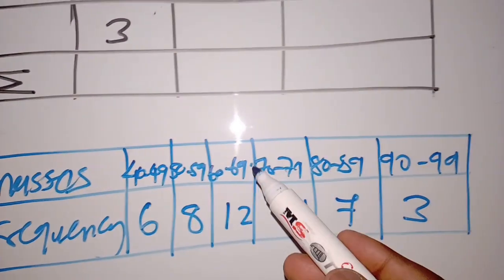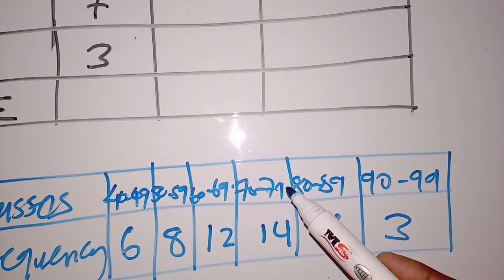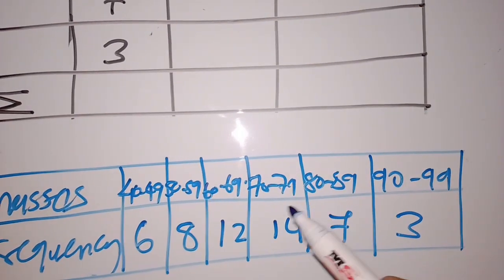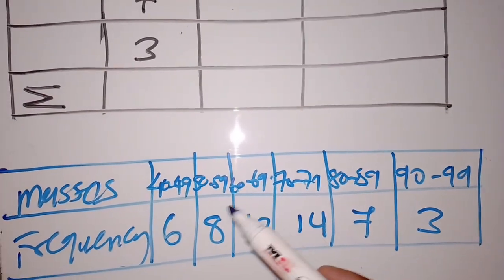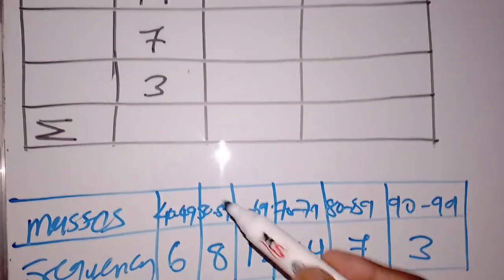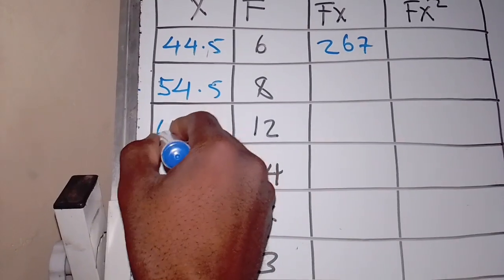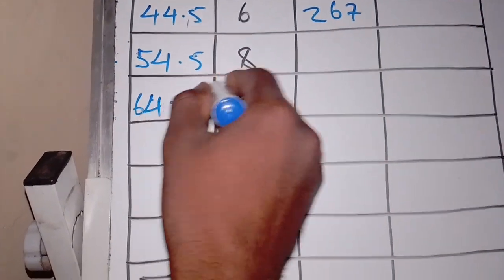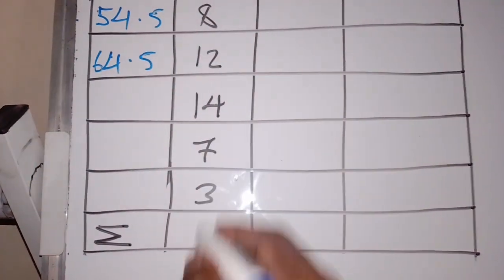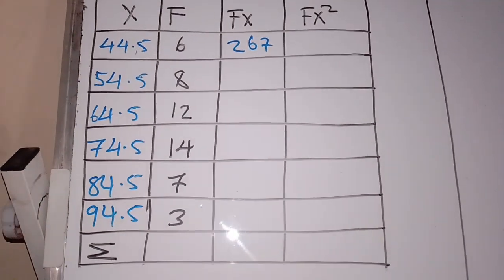Okay, so you have to do just like that. 70 plus 79, you divide by 2, 60 plus 69 divided by 2, that is 64.5. Okay, so you can do even for the rest of the numbers. So this is what we are getting.